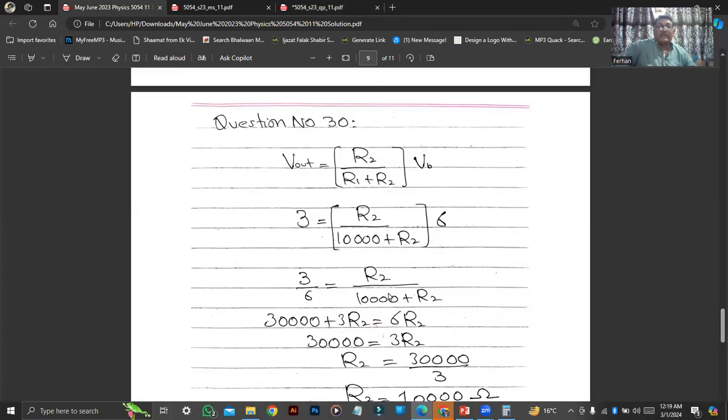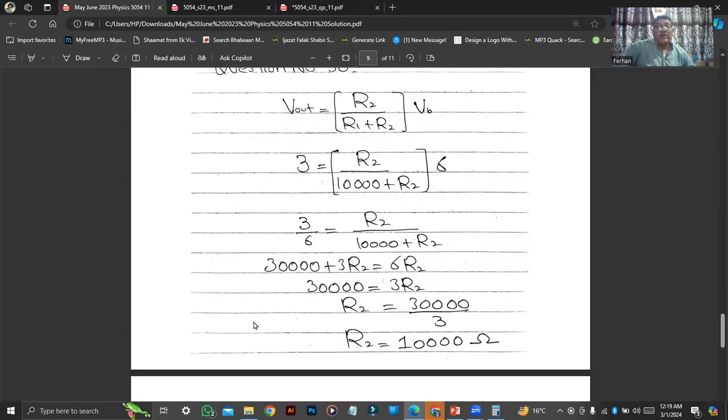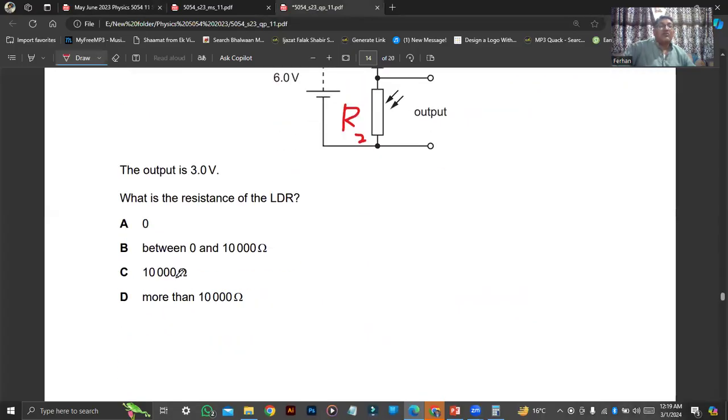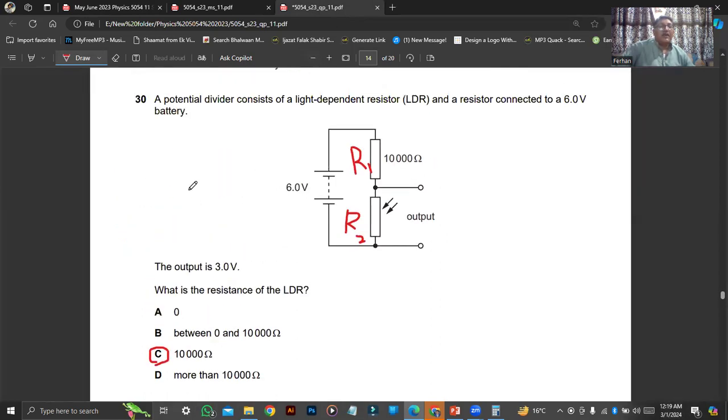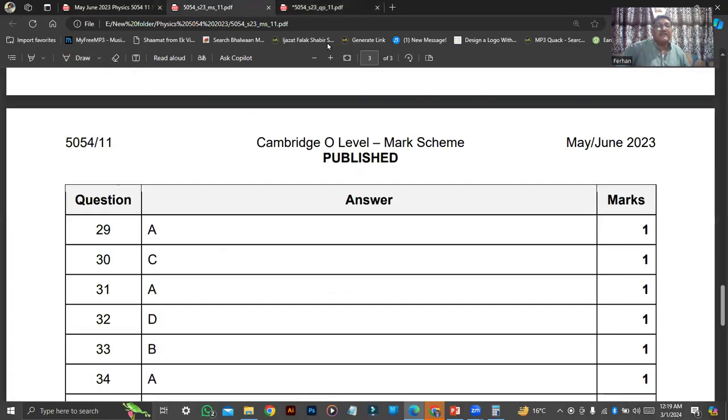So 3 divided by 6 is equal to R2 divided by 10,000 plus R2. Cross multiply, and at the end you will have R2 equal to 10,000. The resistance of the LDR will be 10,000. So here is the question. C is the option. Question number 30, C is the right option.